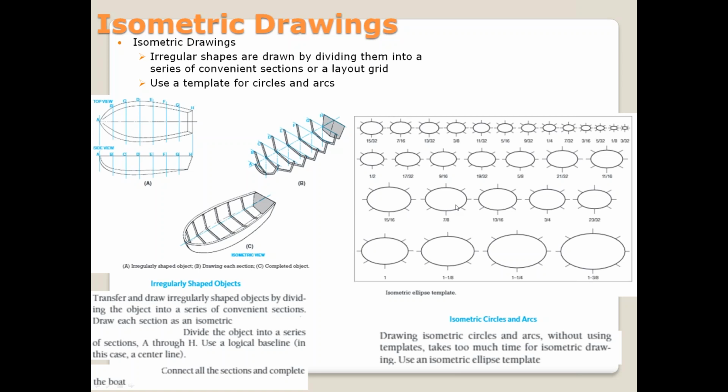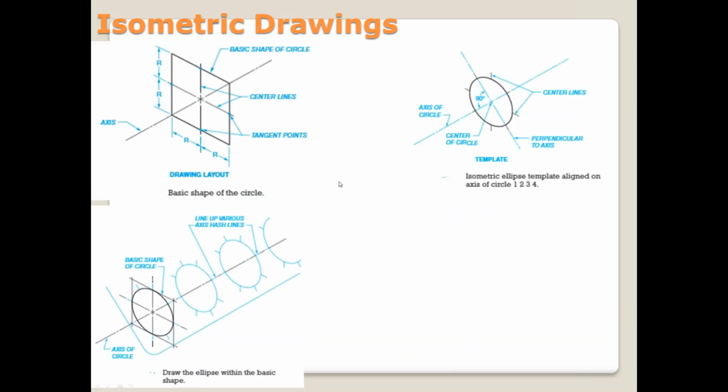Drawing an isometric circle and arc without using a template is going to take so much time and so much effort to complete just one circle. For this, I think you have that circle template or the ellipse template that comes with a graphic kit. So you would use that to draw the circle or the arc. To draw the ellipse within the basic shape, the first thing you have to establish is your basic shape of the circle, and you have your center line.